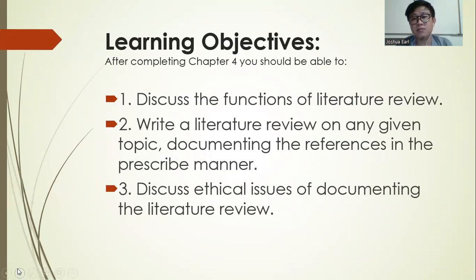Before I start my discussion, let me read the following objectives for this chapter. After learning Chapter 4, we should be able to, first, discuss the function of literature review. The second is to write a literature review on any given topic, documenting the references in the prescribed manner. And the third is to discuss ethical issues of documenting the literature review.